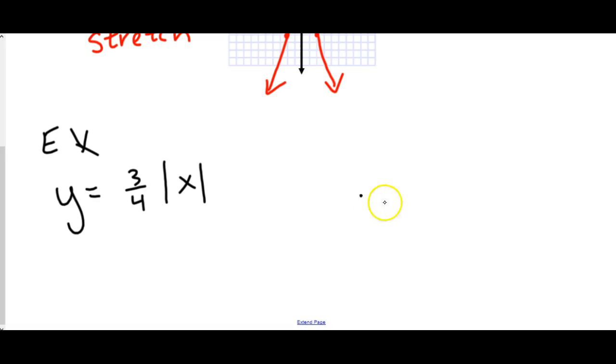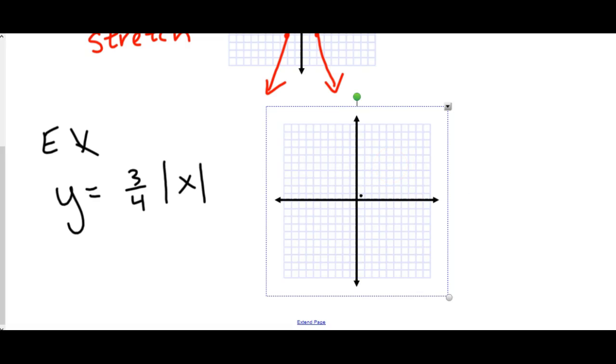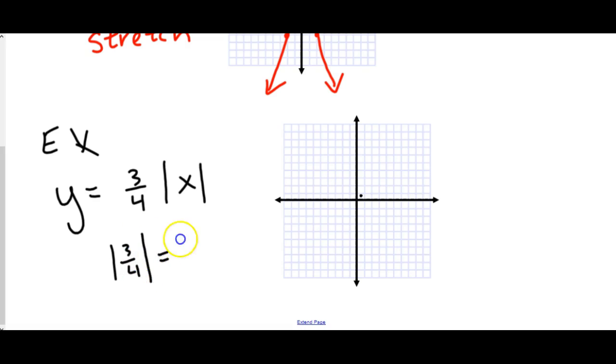So our fraction is 3 over 4. We look at the number in front. Absolute value of 3 over 4 is still 3 over 4. Then we have to decide, is this bigger or smaller than 1? If you're not sure, make it a decimal. 3 divided by 4 is 0.75. That is smaller than 1. So that means this is a shrink.